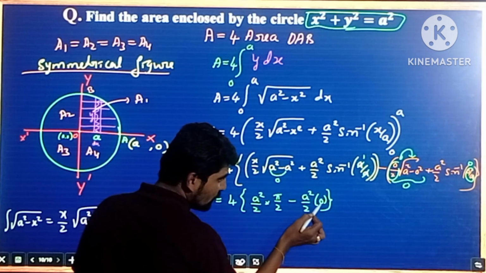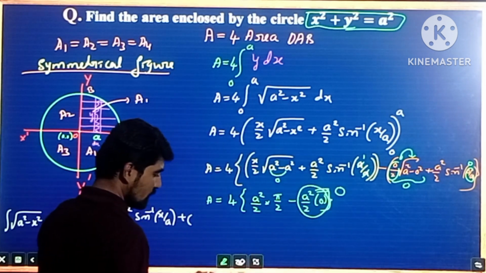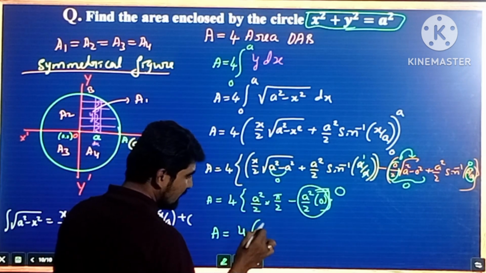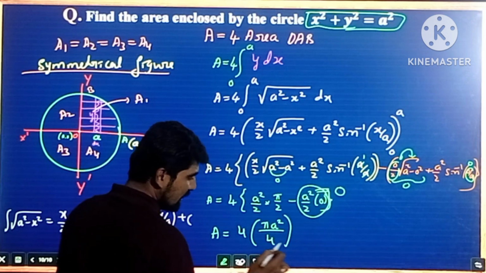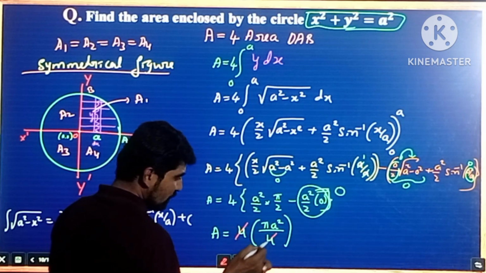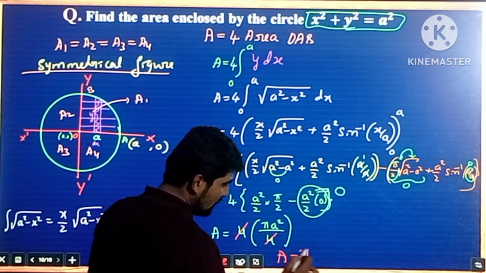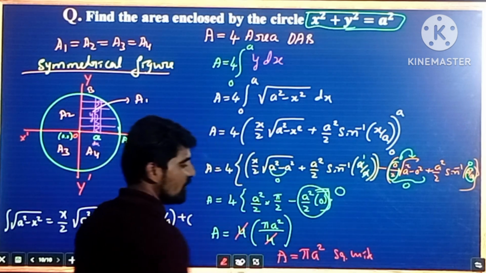Finally, a square by 2 into 0. This entire second value is equal to what? 0. So therefore, the area is equal to 4 times pi into a square divided by 2 into 2, which is 4. Here I can cancel 4 and 4. So finally we got the area equal to pi a square units. I hope all of you understood.